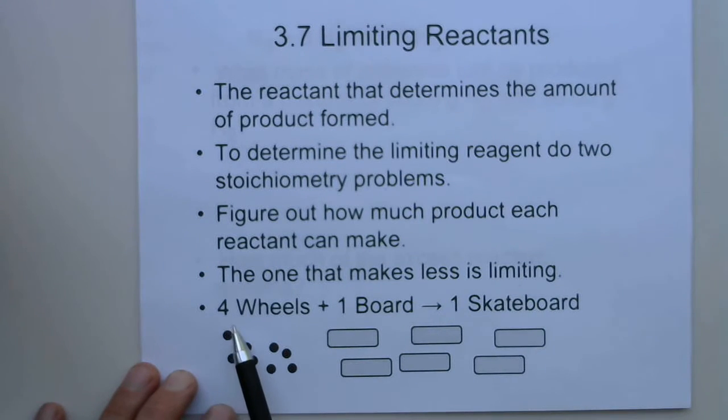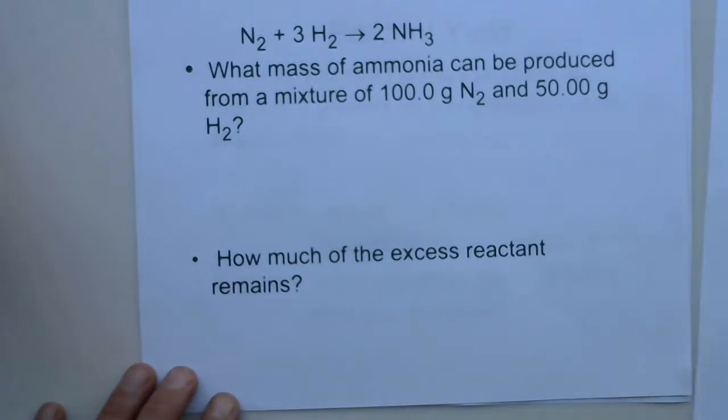Here's an example. 4 wheels plus 1 board makes a skateboard. So pretend that's my chemical equation. And then I have 8 wheels. So 8 wheels is enough to make 2 skateboards. And I have 6 boards. That's enough to make 6 skateboards. But the wheels are going to run out first. You only have enough wheels to make 2 skateboards. Once those 2 skateboards are made, it doesn't matter how many extra boards you have, you can't make any additional skateboards. So if I had 8 wheels and 100 boards, I could still only make 2 skateboards. Kind of the same concept we're going to see in our stoichiometry questions.